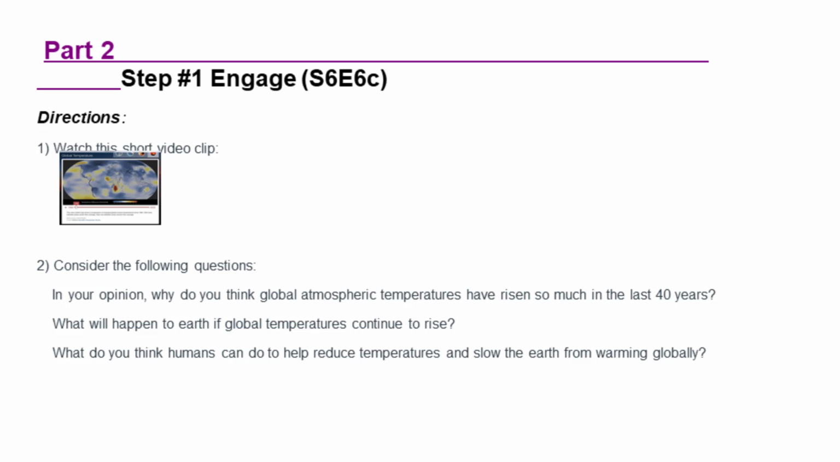In your opinion, why do you think global atmospheric temperatures have risen so much in the last 40 years? And then I'm going to give them an opportunity to discuss it and talk about it. And then I'm going to ask the question, what will happen to Earth if global temperatures continue to rise? What do you think is going to happen? And then I'm going to give them an opportunity to answer and an opportunity to brainstorm and an opportunity to think about it. And then what do you think humans can do to help reduce temperatures and slow the Earth from warming globally?